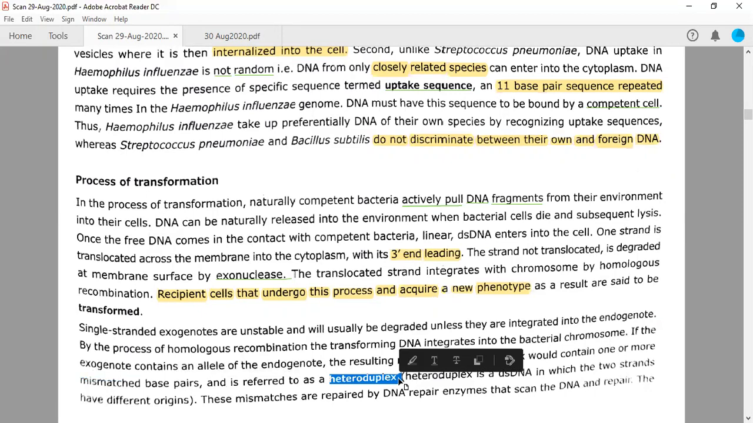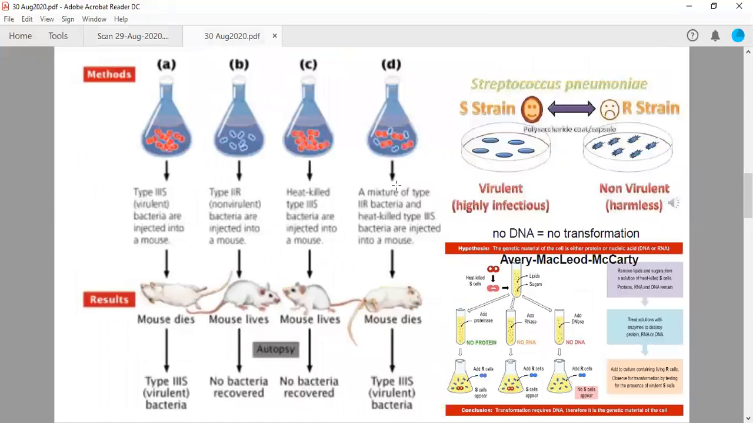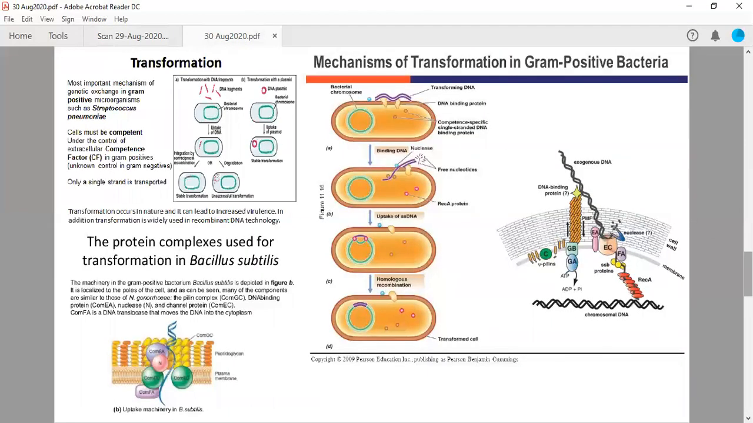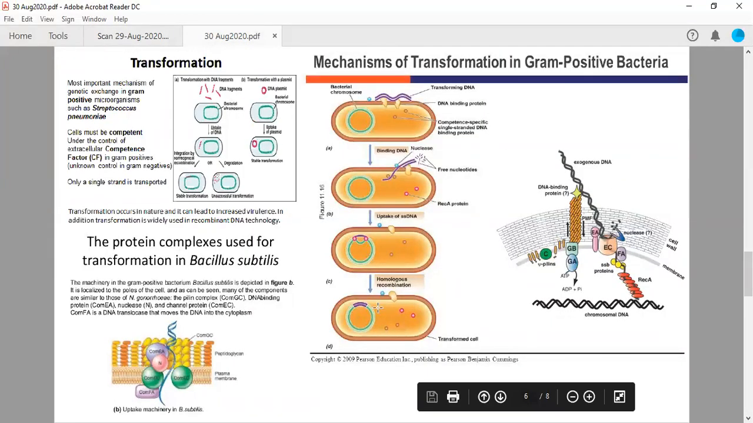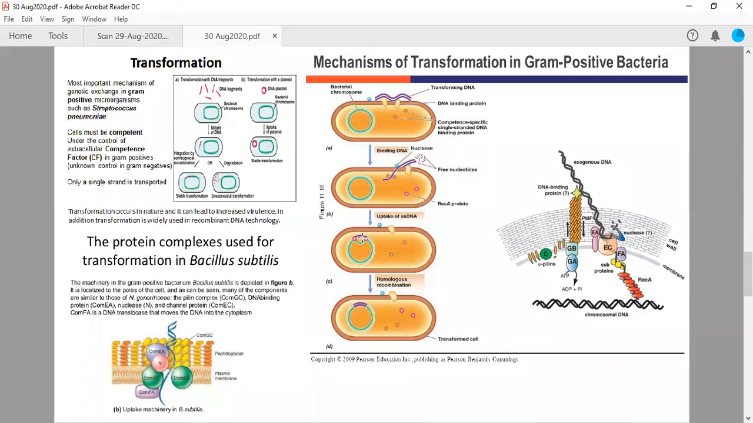Why is this called heteroduplex? Because it has two different origins of DNA. Right. So heteroduplex is a double-stranded DNA in which the two strands have different origins. They are coming from different bacteria. Therefore, they are said to be heteroduplex. See here, if I have one example of heteroduplex, right here. It is heteroduplex because it has genes from two different species, meaning they have two origins. One is from the recipient, one is from the donor. This condition is the heteroduplex condition.